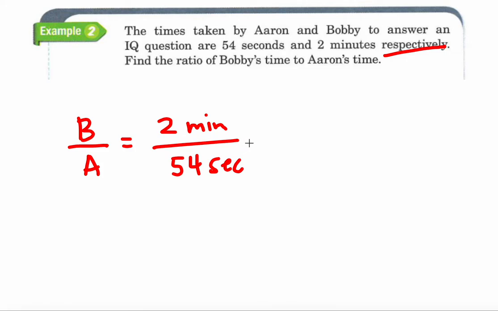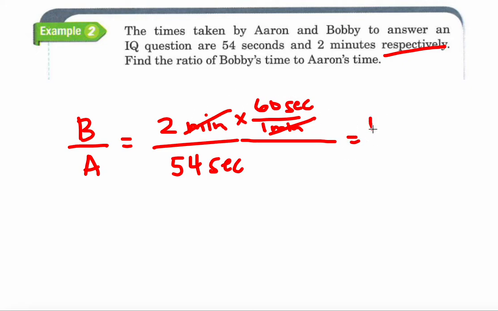So we know that each minute has 60 seconds. So 2 minutes would be times 60, would be double that. So 2 minutes, let's rewrite this. 2 minutes. Each 1 minute has 60 seconds. Okay, so then we have minutes on top and minutes on the bottom. So that cancels. So at the end, it's really 2 times 60 to get the seconds. 2 times 60 is 120 seconds. And we're comparing that to 54 seconds.